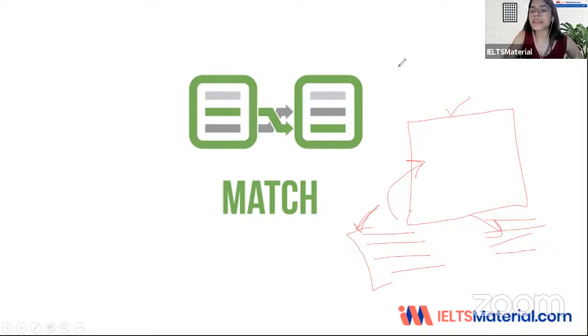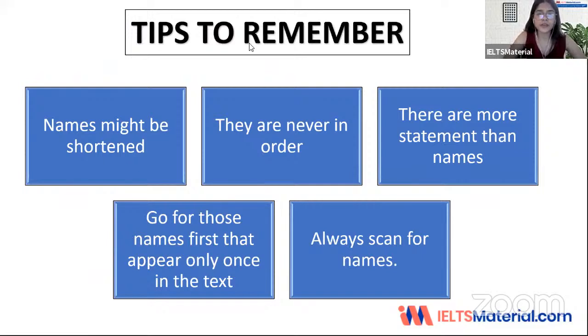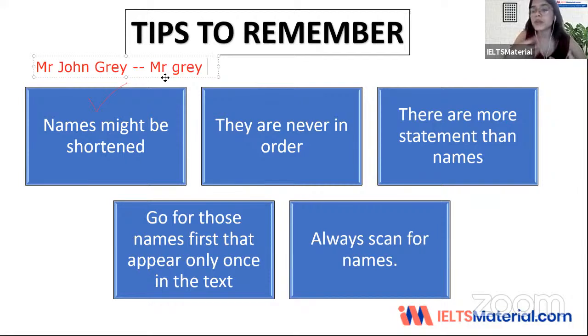Okay, let's move forward. Let's make it more clear with suitable examples, with more tips and tricks. The first tip to remember, guys, is that names might be shortened. For example, the name in the options is Mr. John Gray, but in the passage the name is only Mr. Gray. Therefore, this might be difficult for you to understand where the name is. So you have to be cautious, and you must be able to scan Mr. Gray as Mr. John Gray.